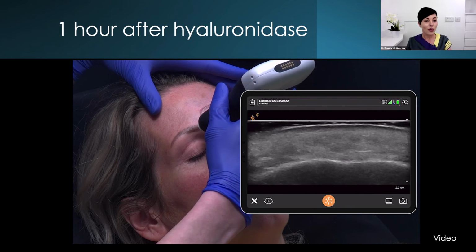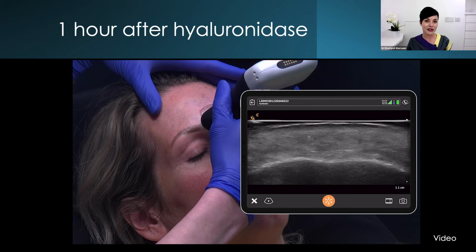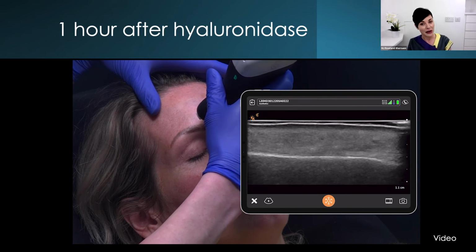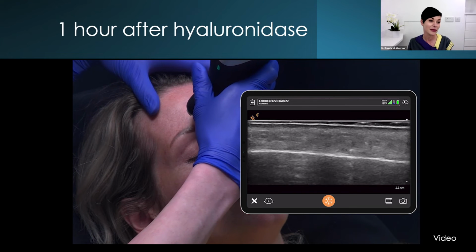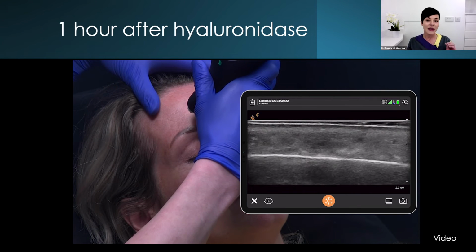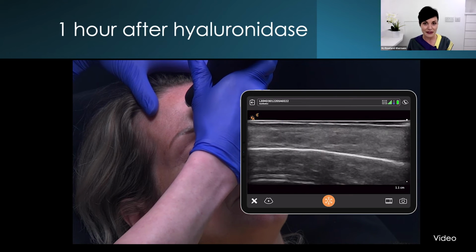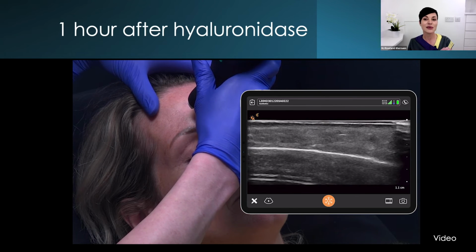And this scan was 1 hour after hyaluronidase treatment. And the reason I waited an hour for this patient is because she traveled over 5 hours to get to me in the first place, and I wanted to make sure the filler was gone. You can see that all of the black deposits have now disappeared. After around an hour, this is what we expect.